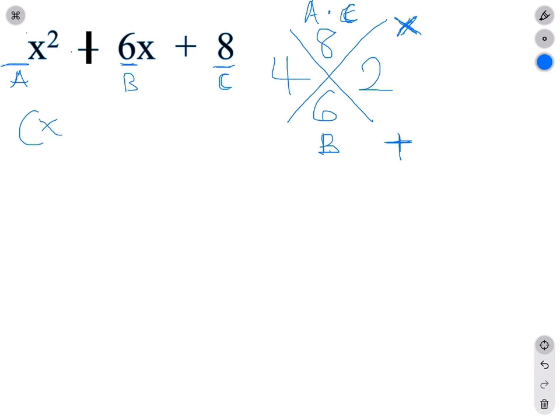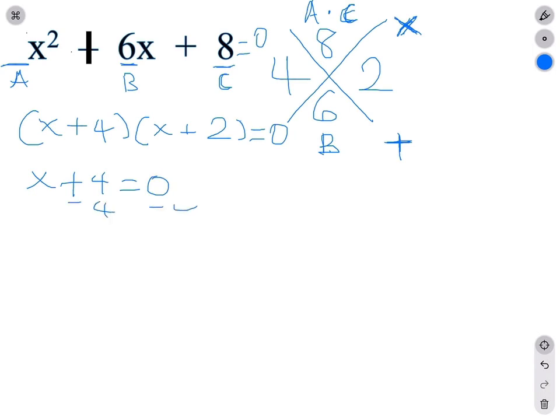But then, you're going to put these numbers in parentheses. So it's going to be x plus 4. Pay attention to the symbol since it's positive. And then x plus 2. It's the numbers on the left and right of the x puzzle. And these equations are equal to 0. You can only factor things when they're equal to 0. Then you're going to solve.